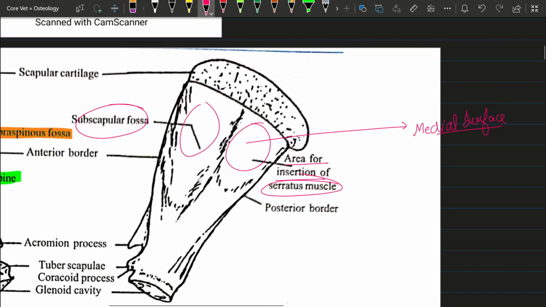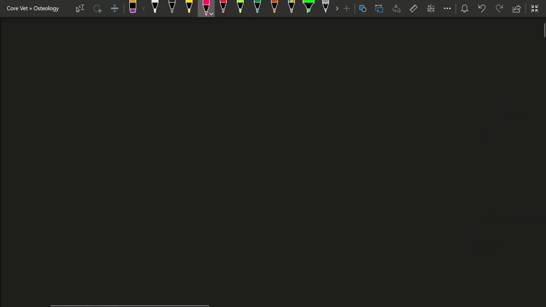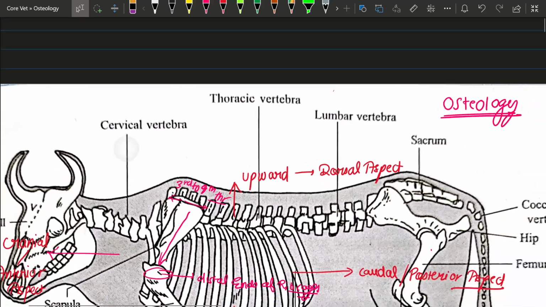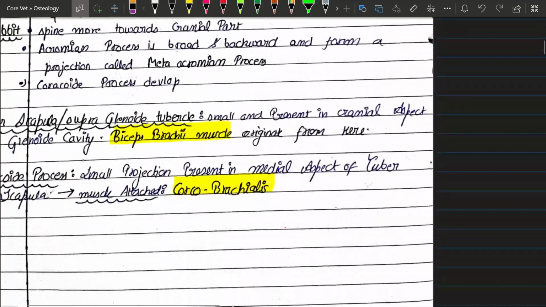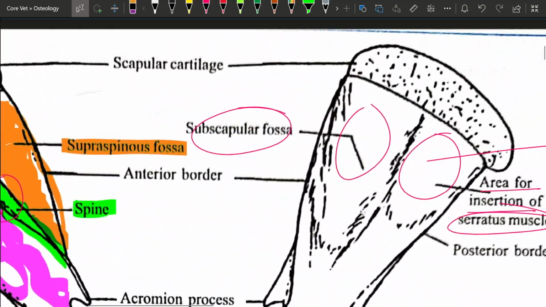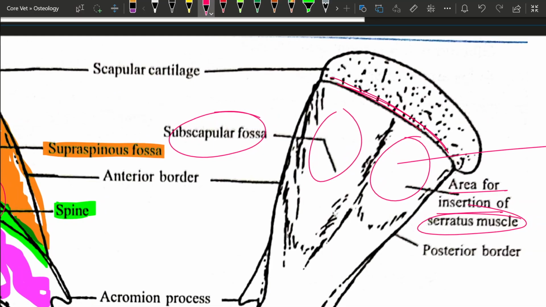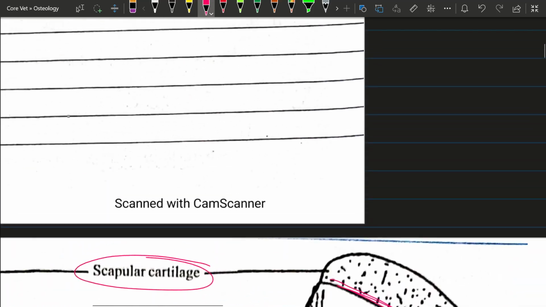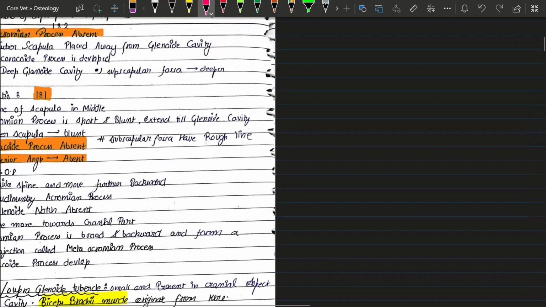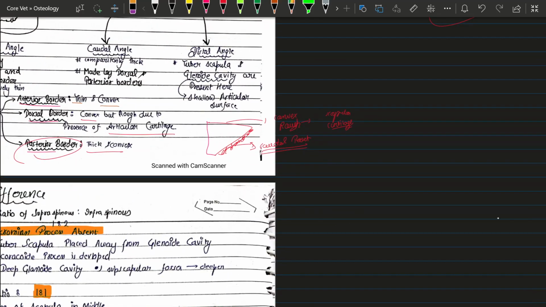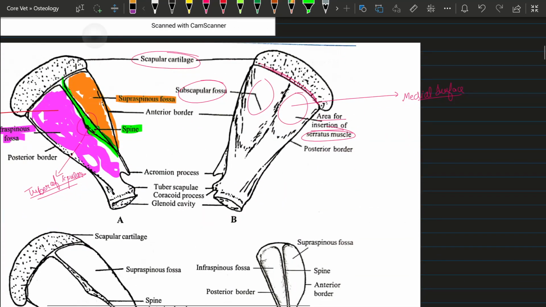Now what we were saying is that on the dorsal side there is a scapular cartilage. On the dorsal border, there is presence of an articular cartilage known as the scapular cartilage.